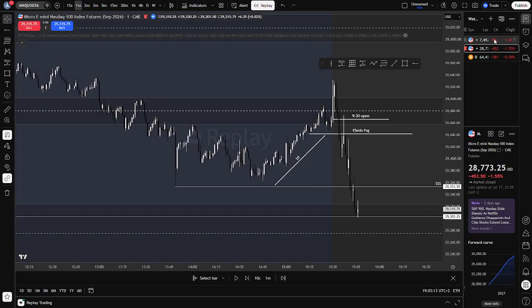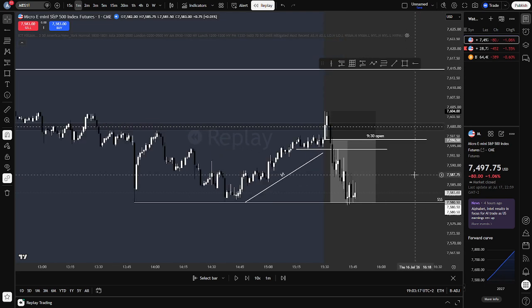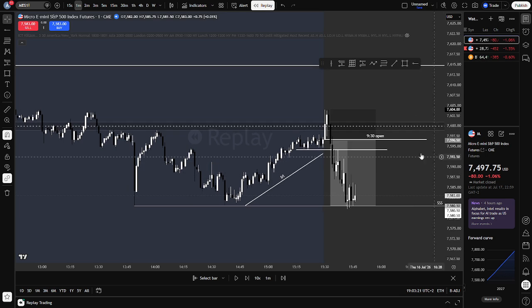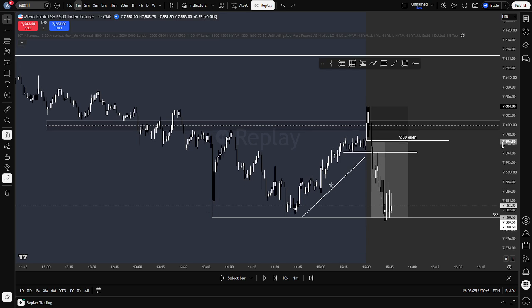This was the most textbook setup of the week in my opinion. I hope you guys managed to capitalize off of this. Really textbook and clean. I hope we get more price action like this week. It was really beautiful. I hope you guys learned something from this video. It was just a quick recap of the best trade of the week in my opinion.